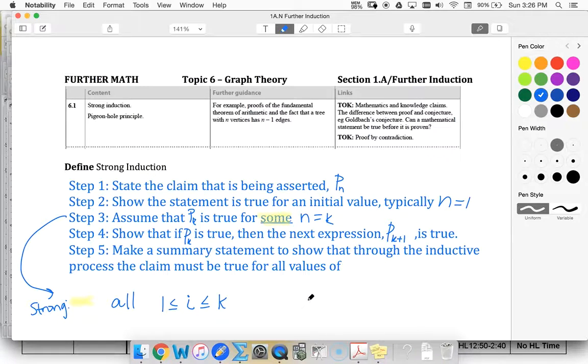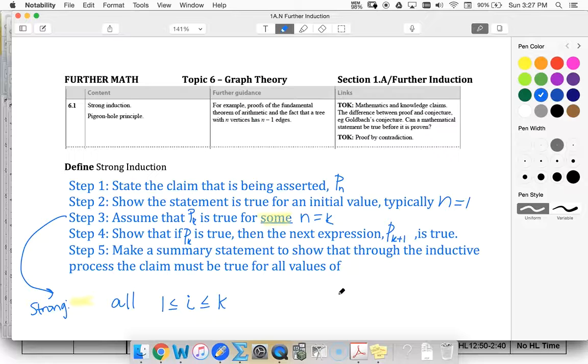And just like weak induction or regular proof by induction, we're going to use this statement that we've assumed is true to help us show that the next one is true. And then if that's the case, we do the same thing. We make some sort of summary statement that if this ends up being true, then that must mean that this was true because our initial value was true. And so our initial claim is true by proof by induction.